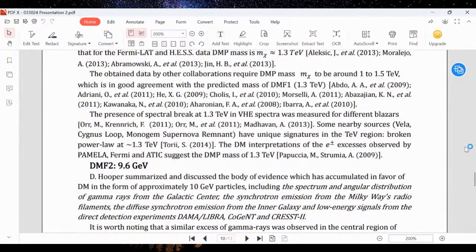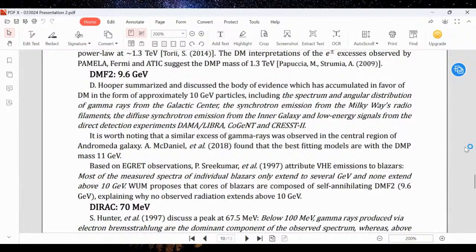The presence of a spectral break at 1.3 tera-electron volts in very high energy spectra was measured for different blazars. Some nearby sources have unique signatures in the tera-electron volt region: a broken power law at 1.3 tera-electron volts. The dark matter interpretations of the electron-positron excess observed by PAMELA, Fermi, and others suggest a dark matter particle mass of 1.3 tera-electron volts. Look at these publications.